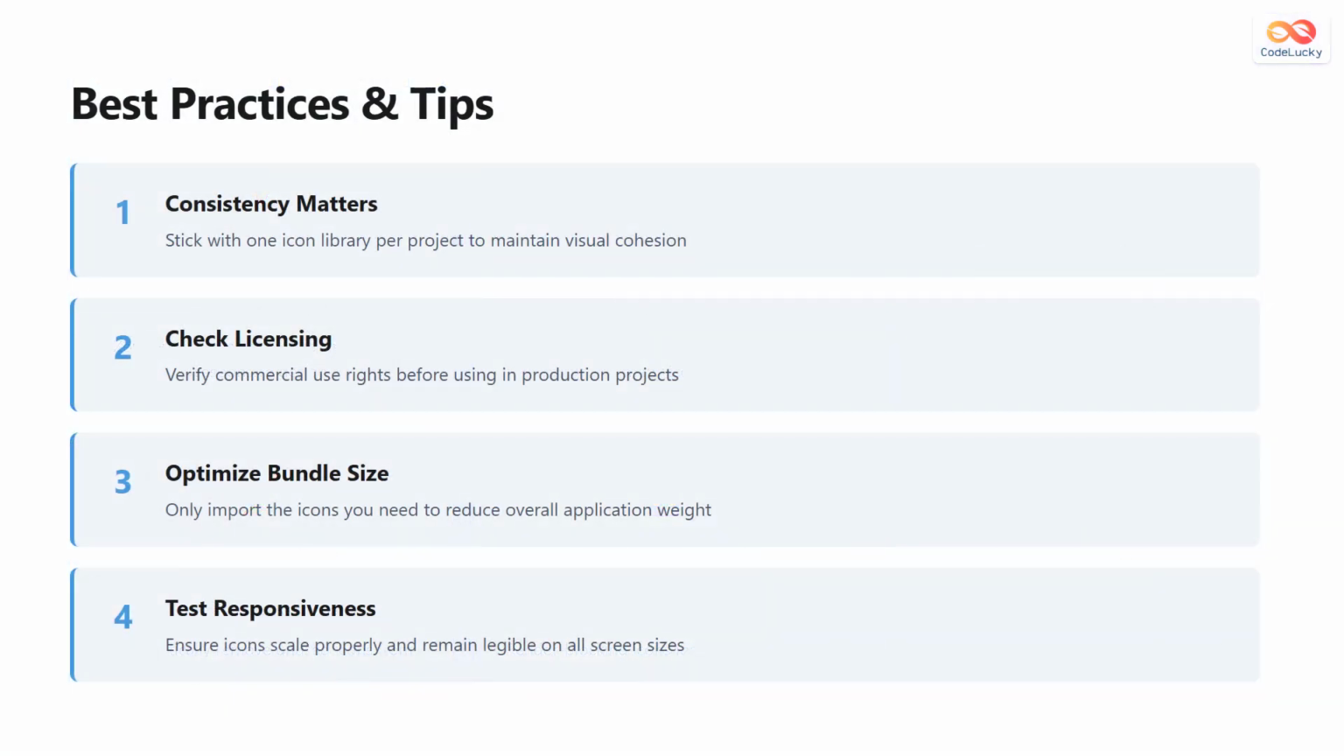Follow these best practices for optimal results. Consistency is key. Stick with one icon library per project to maintain visual cohesion throughout your design. Always check licensing terms before using icons in production projects, especially for commercial work. Optimize your bundle size by importing only the icons you actually need rather than loading entire libraries. Finally, test responsiveness thoroughly to ensure icons scale properly and remain legible on all screen sizes from mobile to desktop.